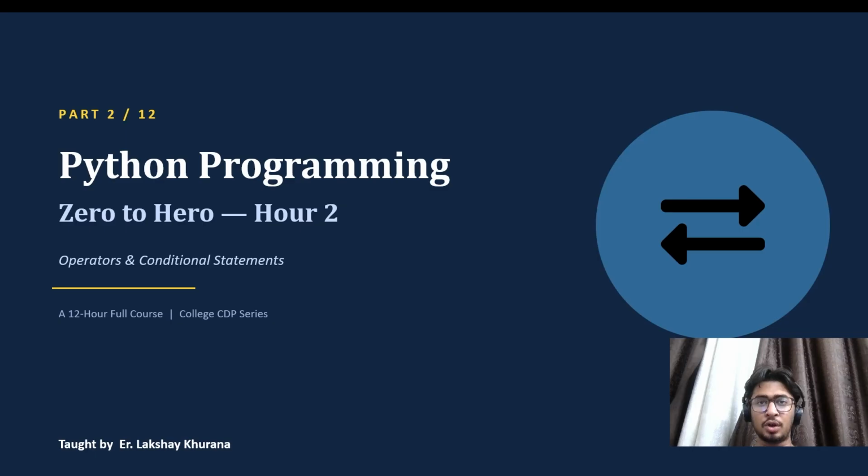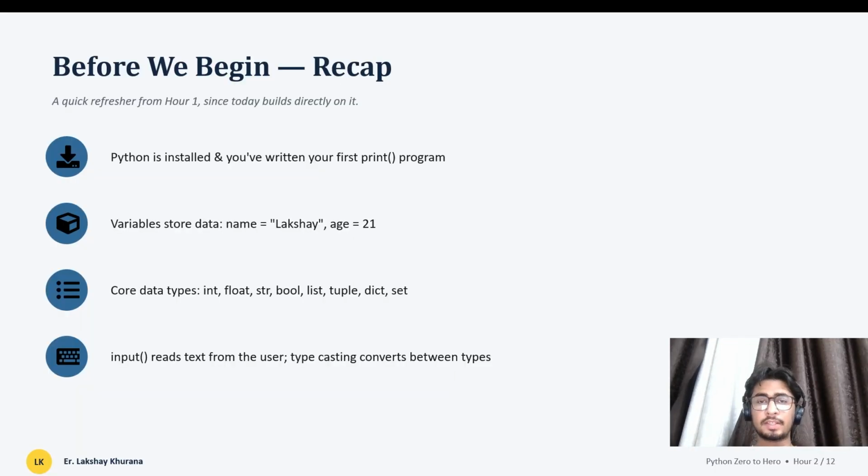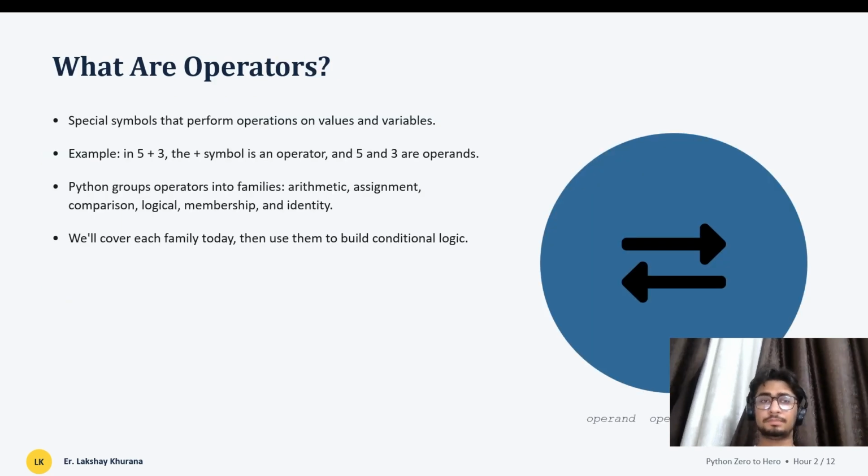In this video, we will be covering operators and conditional statements, which are the most important part of our Python programming. Before that, I would like to tell you what we discussed in part 1. In part 1, we discussed how to install VS Code, variables, data types, and input, how to take input from the user, typecasting, etc. If you have not watched that video, first of all, you have to watch that and then come to this part. So without wasting time, I would like to start our lecture.